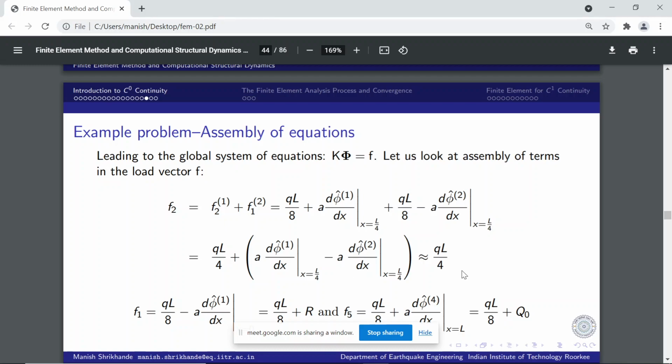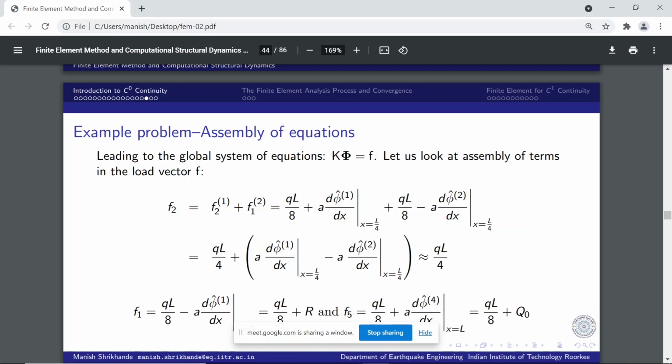Now that is the theory. In practice, if you look at it, this approximation is over element 1 and this approximation is over element number 2, and because these approximations are linear, d phi by dx is essentially phi 2 minus phi 1 divided by x2 minus x1, and this one is phi 3 minus phi 2 divided by x3 minus x2.